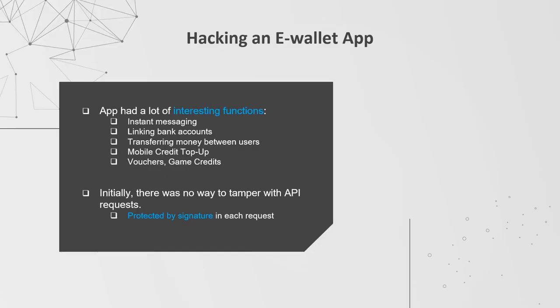Anyway, what was interesting about this app is that it had a lot of interesting functions. For example, it had instant messaging, linking personal bank accounts to the app, transferring money between users, topping up mobile credits, buying vouchers, game credits, and so on. So after my initial reconnaissance, I started to proxy traffic using Burp. What I noticed, unfortunately, is that there was no way to tamper with the API requests. I'll show you what I mean.